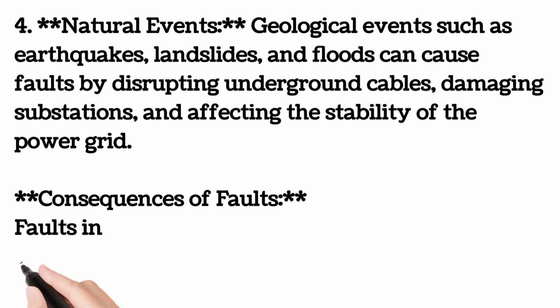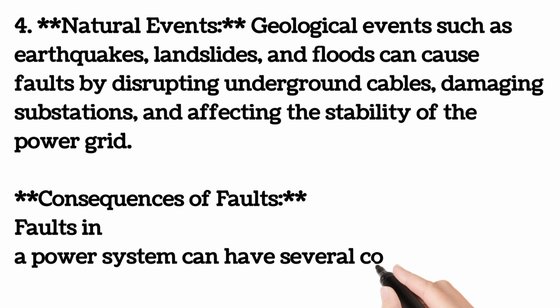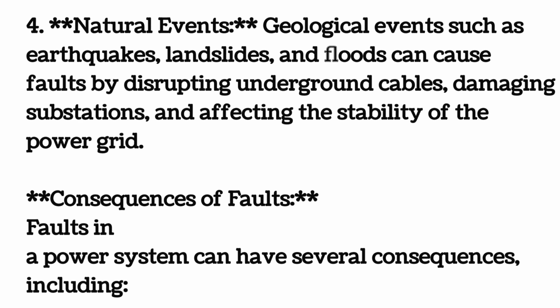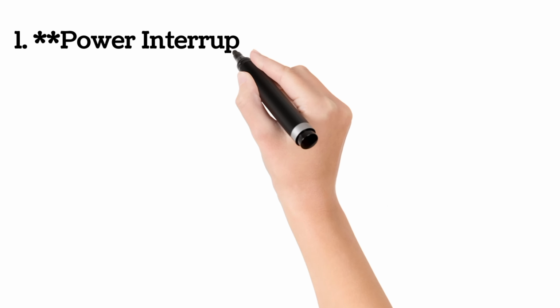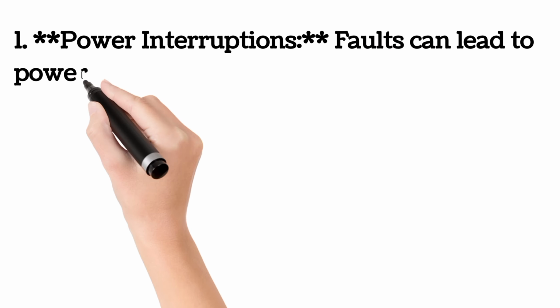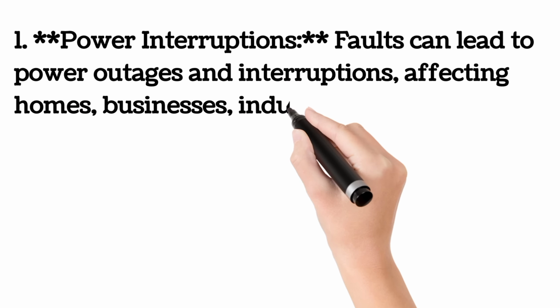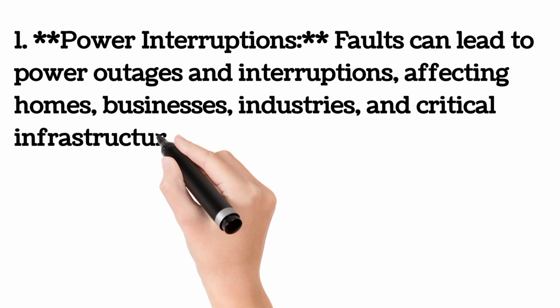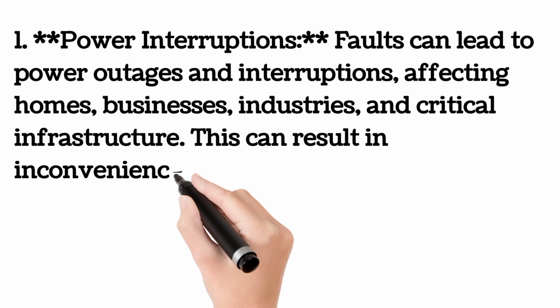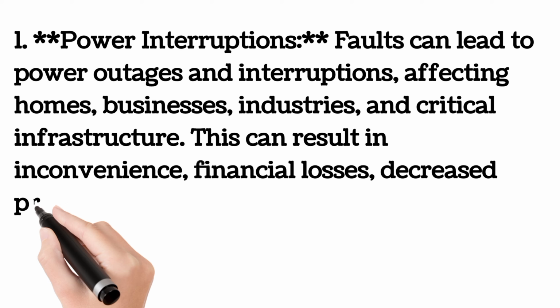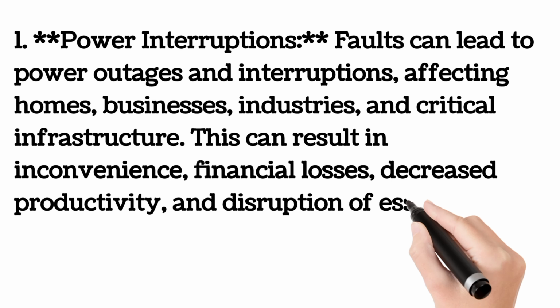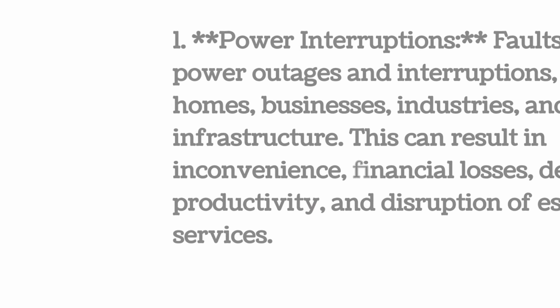Consequences of faults. Faults in a power system can have several consequences, including 1. Power interruptions. Faults can lead to power outages and interruptions, affecting homes, businesses, industries, and critical infrastructure. This can result in inconvenience, financial losses, decreased productivity, and disruption of essential services.